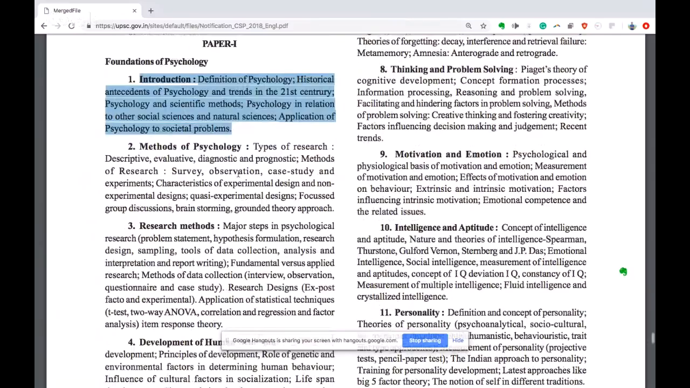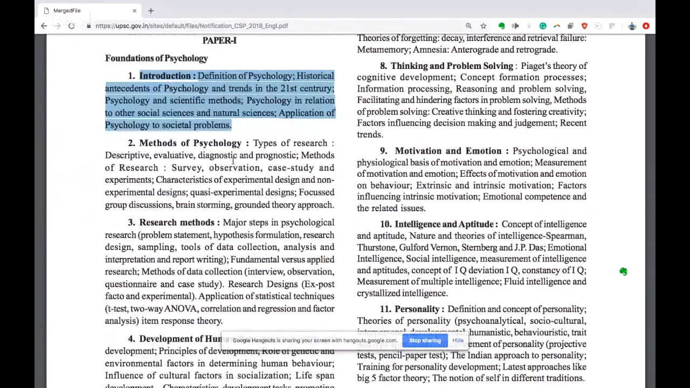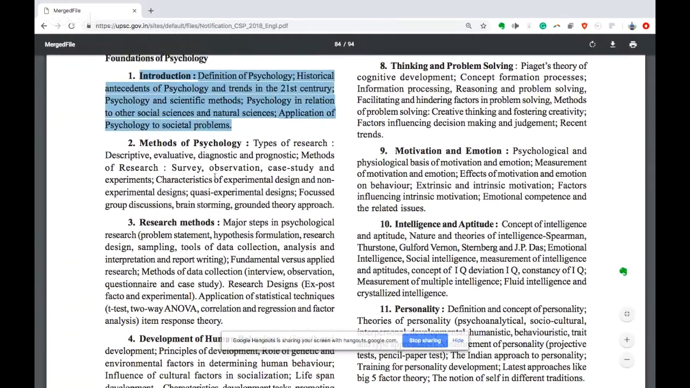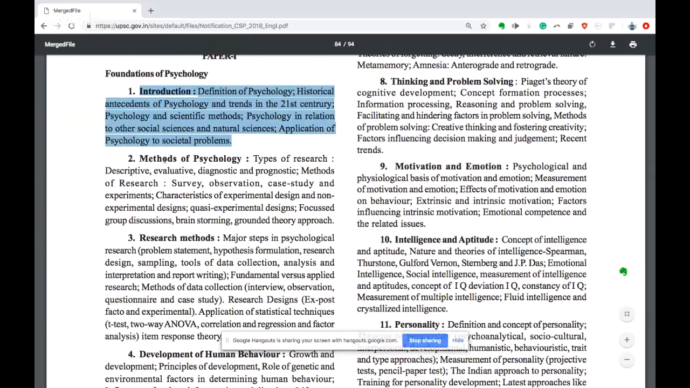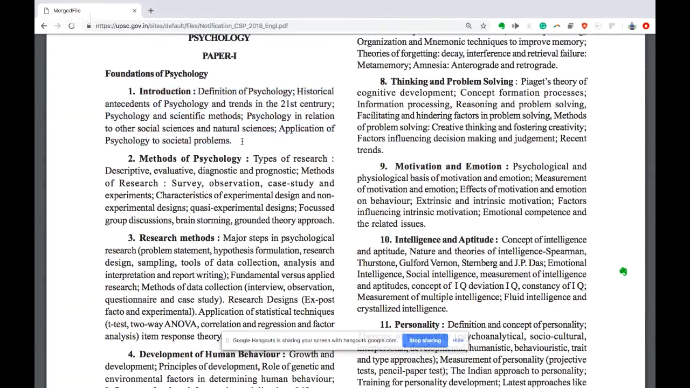Okay, next is methods of psychology. Basically, what I'll try to do is to club chapter 2 and chapter 3 together. That means research methods, that's chapter 3, and methods of psychology. The reason being, these are the practical parts of psychology. That means how do you do research? There will be survey, observation, case study. What are the different types of research methods in social sciences?